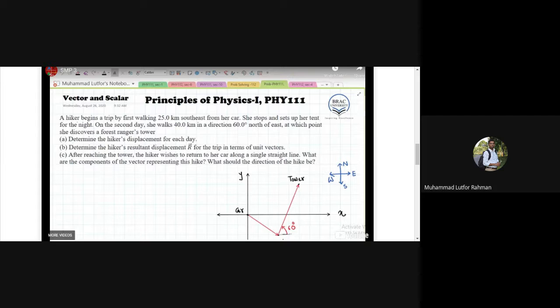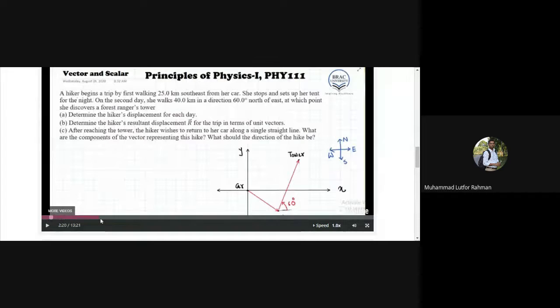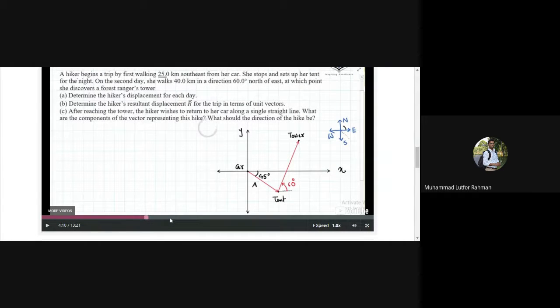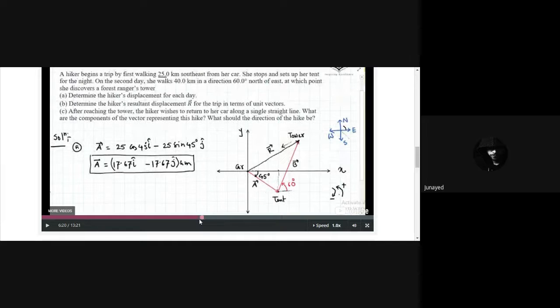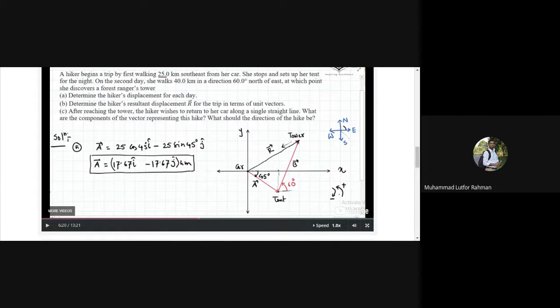So each day means you have to find out each vector, I mean displacement. Here they solved it, finding the x and y components. In the first day it moves 25 kilometers, right? Listen to me, Junaid. That's a scalar quantity, not a vector. Am I right?